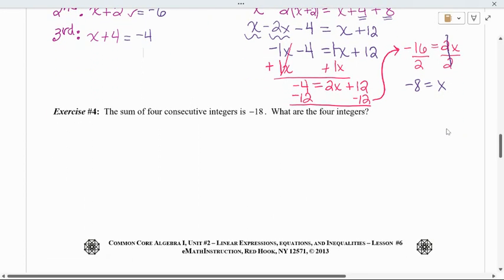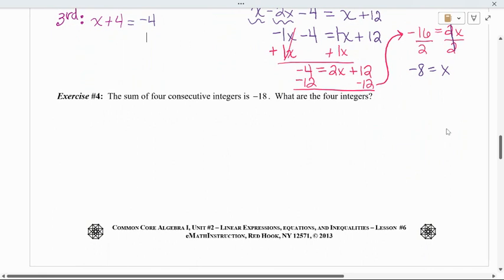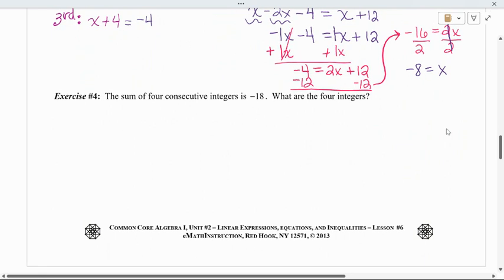So number 4, what kind of integers do we have here? What does it say about number 4? 4 consecutive integers. Yeah, and so remember, consecutive integers are numbers like 5, 6, 7, and 8. So let's define our variables. We have 4 of them this time. So first, second, third, and fourth.